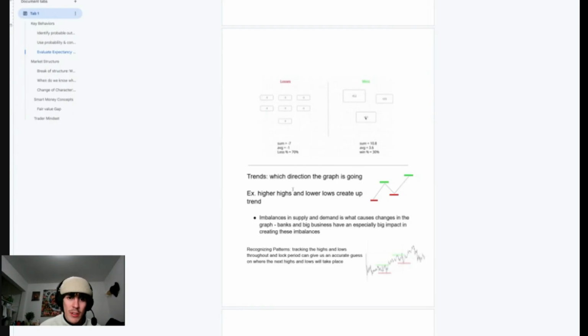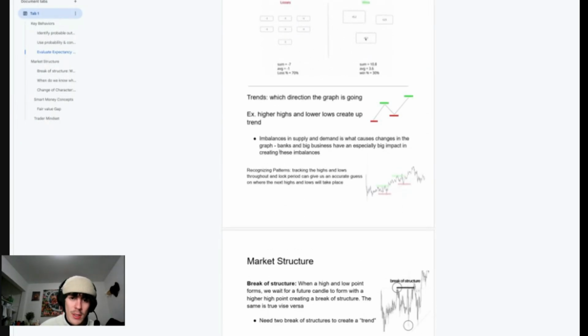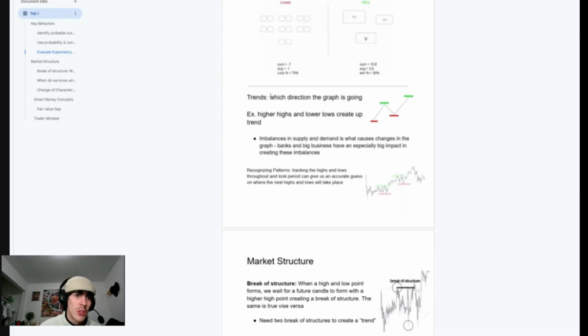So the percentage can be deceiving. So you want to look more at the units or money. And so say this was your percentages and your money earned and lost, this would be profitable.